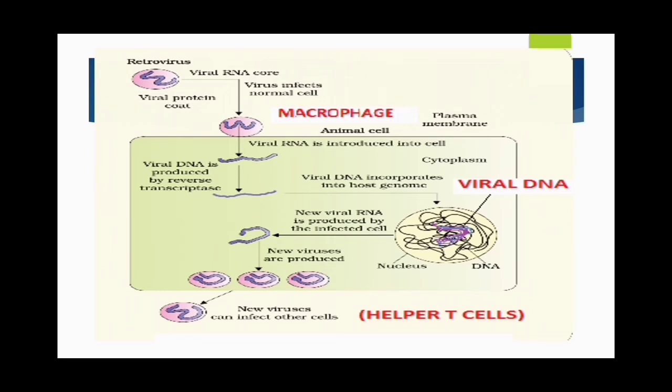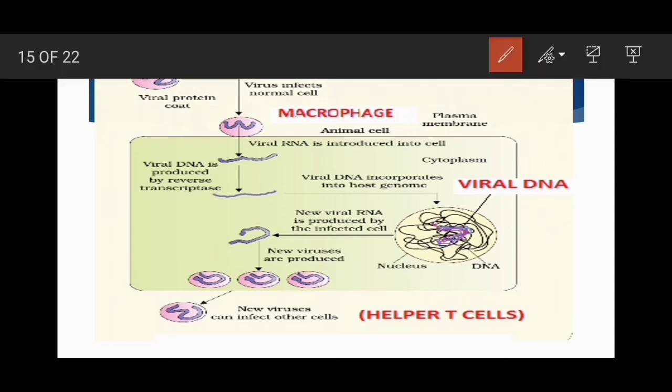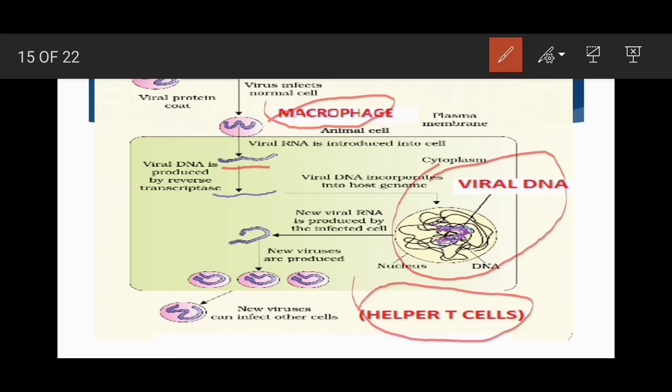See, first the retrovirus infects a normal cell. RNA is introduced to the cell. The cell we can consider as a macrophage. By reverse transcription, they produce viral DNA and incorporate it into the host DNA. I have modified the diagram for easy understanding. The bluish color part is viral DNA and the black color part is the host DNA. Later, new viruses are produced and the new virus can infect other cells. Which cells? Yes, helper T cells. And the person starts to lose immunity.